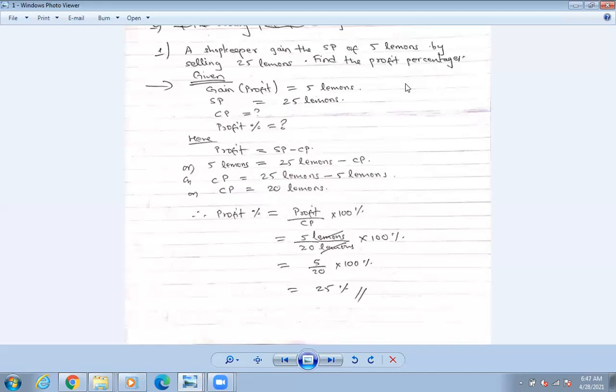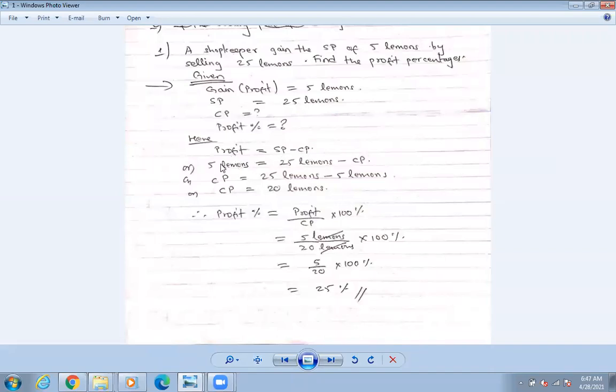You need to find the gain percentage, the profit percentage. What is the formula of profit percentage? Profit percentage means profit by CP into 100%. We got profit as 5 lemons, but do we have the value of CP? No. That is what we need, so we are going to find the value of CP first. The formula of profit is SP minus CP.